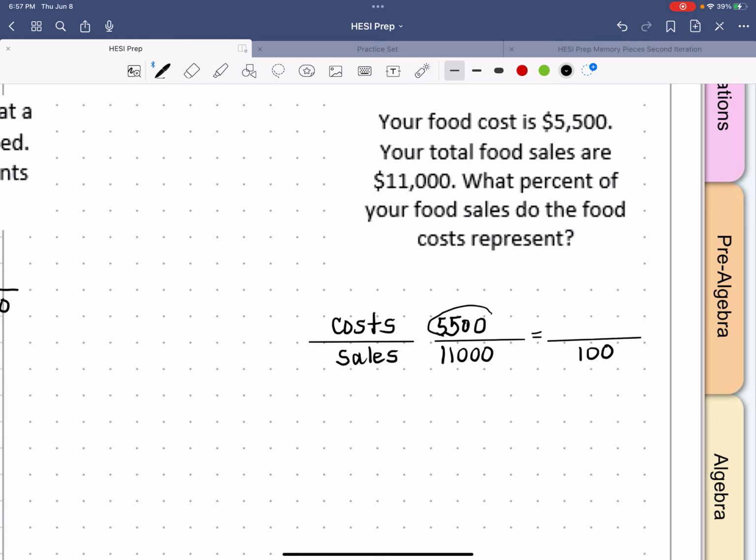So here comes the multiplying. You really don't even need a calculator. You do 55 times 1 with 4 zeros divided by 11,000. Knock off the zeros that you can, and you end up with 550 divided by 11. That is 50%. So your costs are exactly half of your sales.